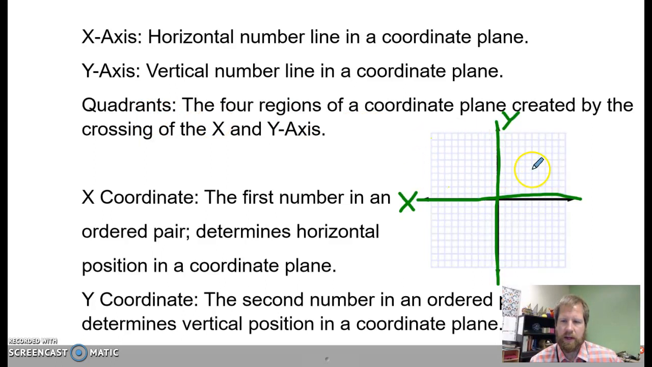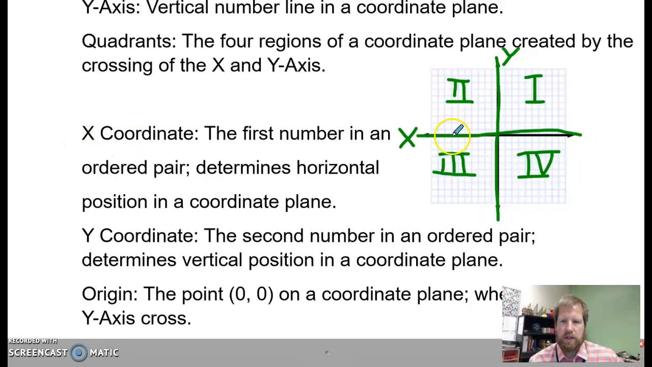Quadrants, so every area separated by these two axes is going to be called a quadrant. Okay. Quadrant number 1 is in the upper right. Quadrant number 2 is to the left of that. Quadrant number 3 is below quadrant number 2, and quadrant number 4 is in the bottom right. So it starts with 1 in the upper right, and it goes counterclockwise. Okay. Generally, we use Roman numerals to denote these quadrants, but you don't have to.